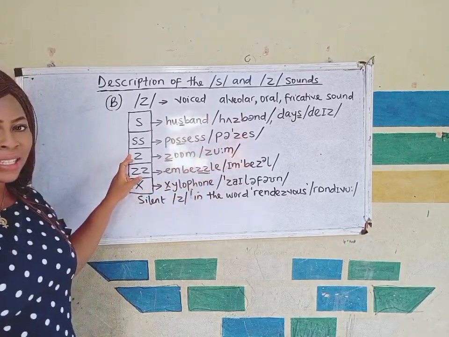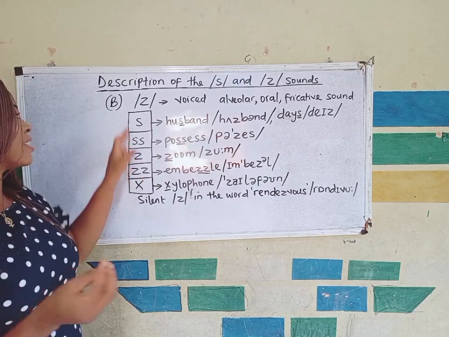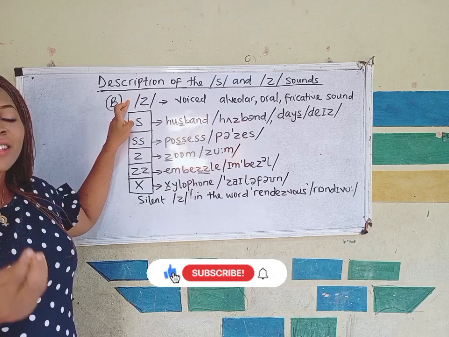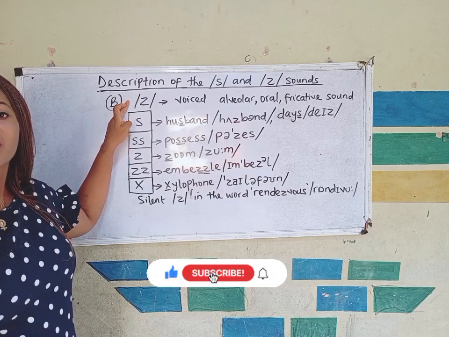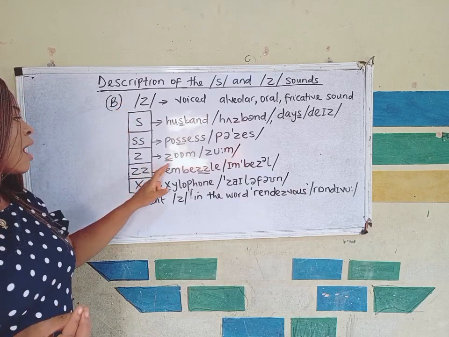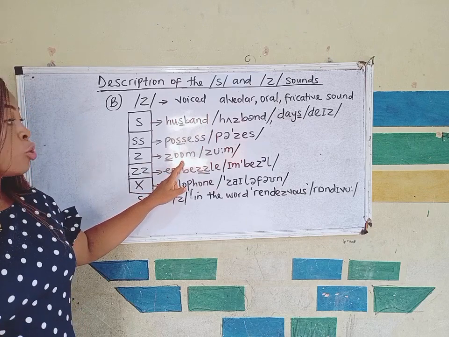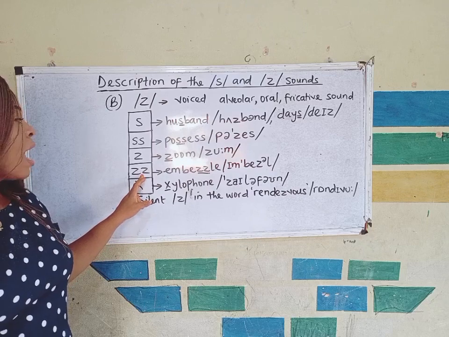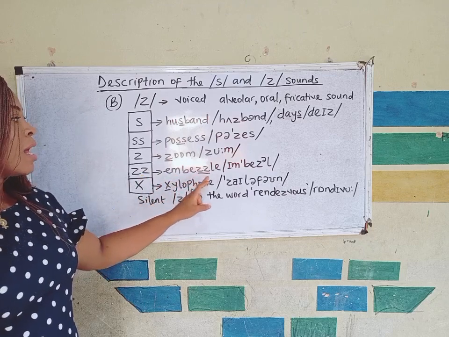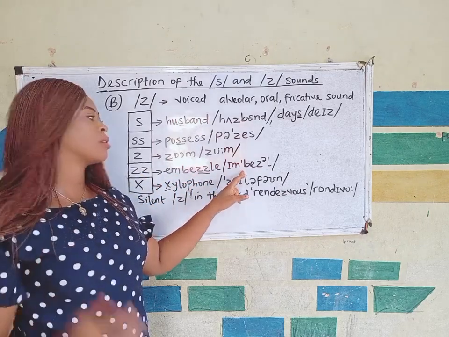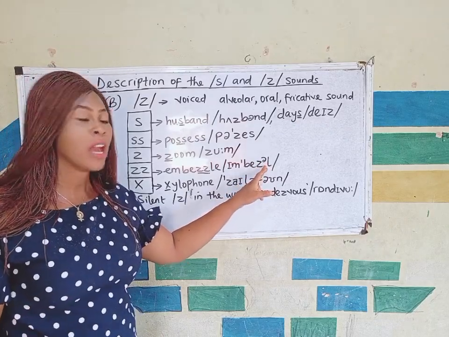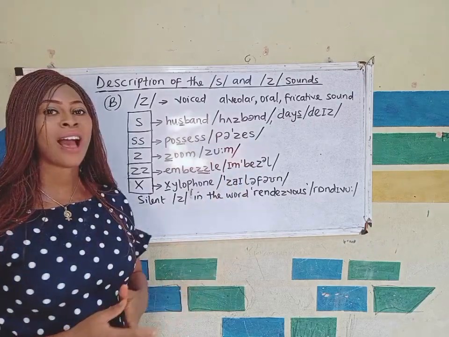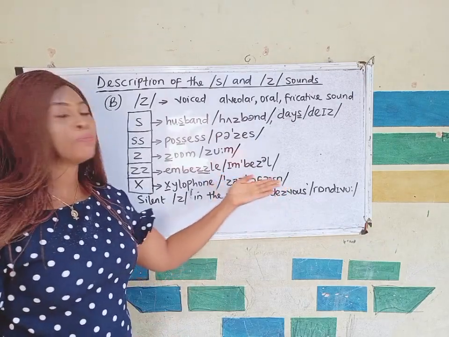And then we have it in letter Z, which is the letter that has the Z sound. So we have it in zoom. And then we have it in ZZ as in embezzle. Now the short sound is elided here because it can actually be omitted. And so we pronounce it as embezzle.